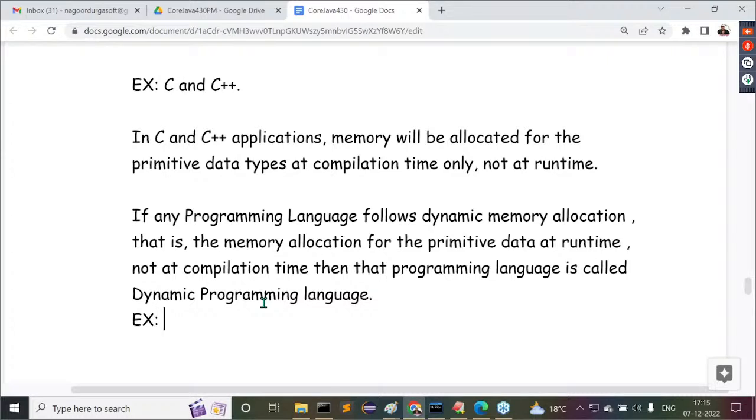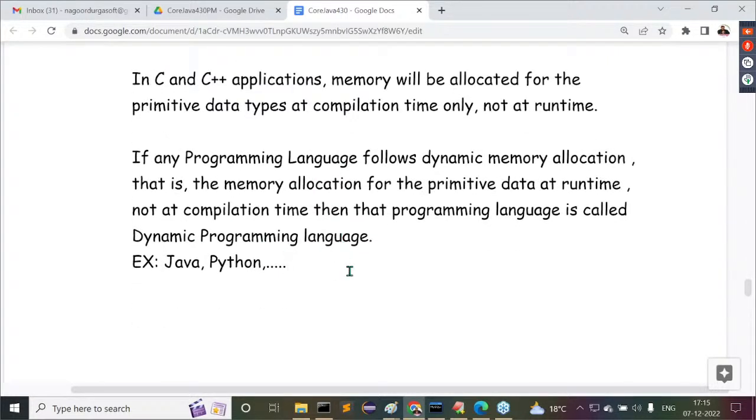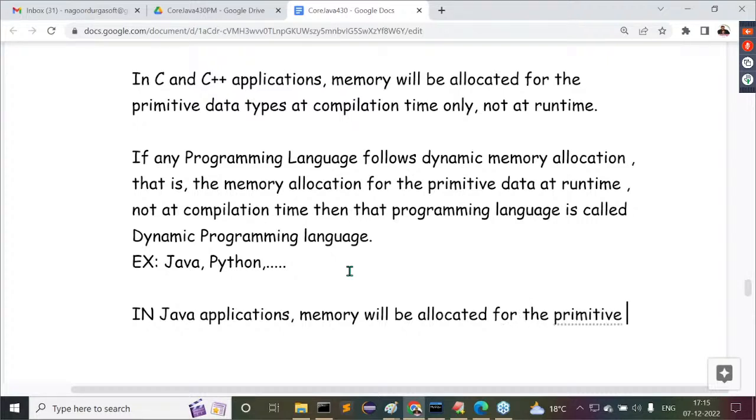Examples are Java, Python, and so on. So many examples are available. Clear cut information or not? One point I'm telling you, in Java, this is our required point. In Java applications, memory will be allocated for the primitive data types at runtime only, not at a compilation time.